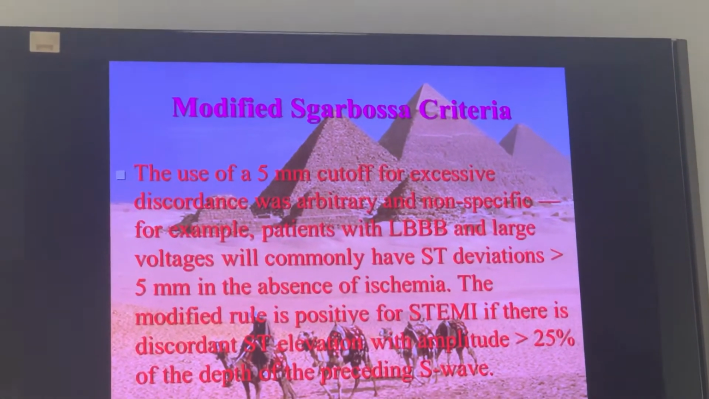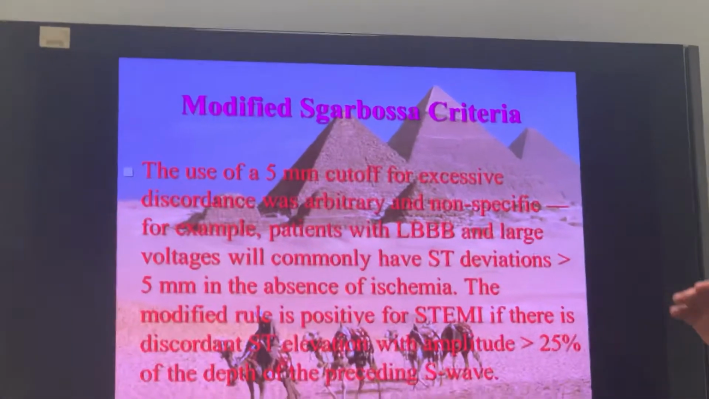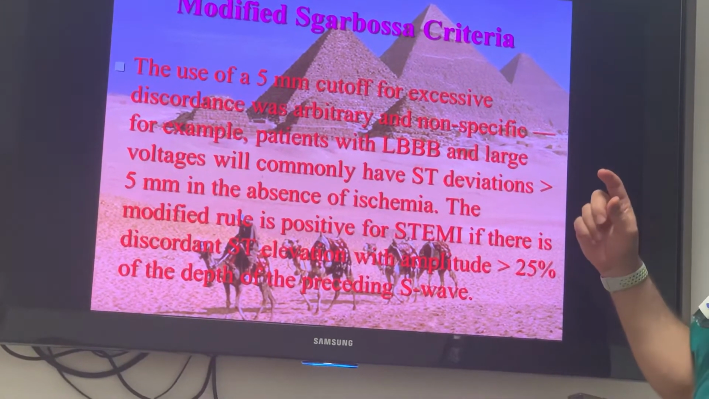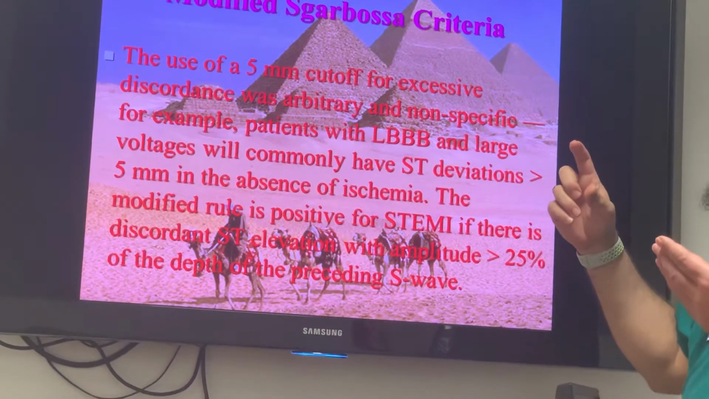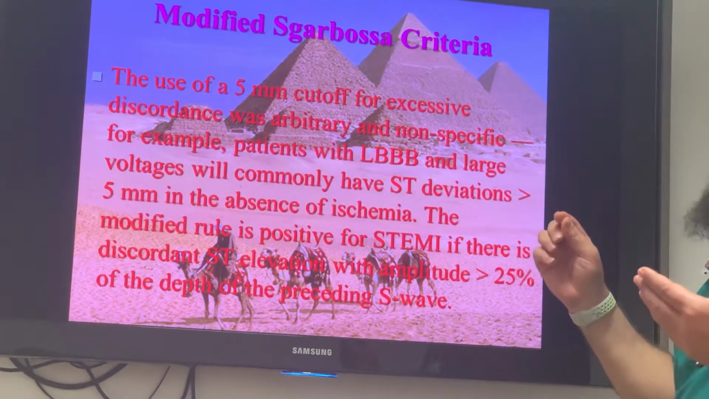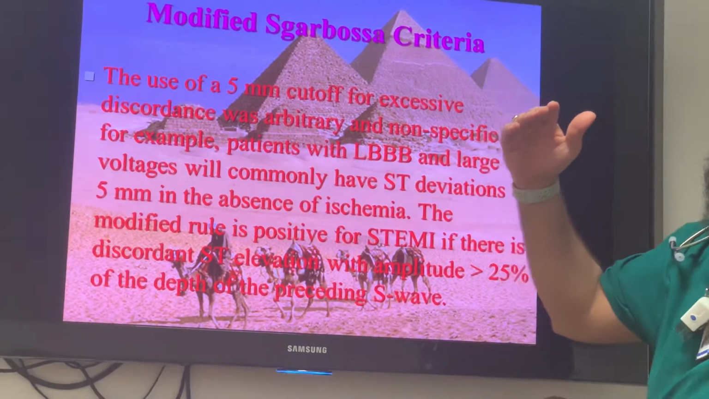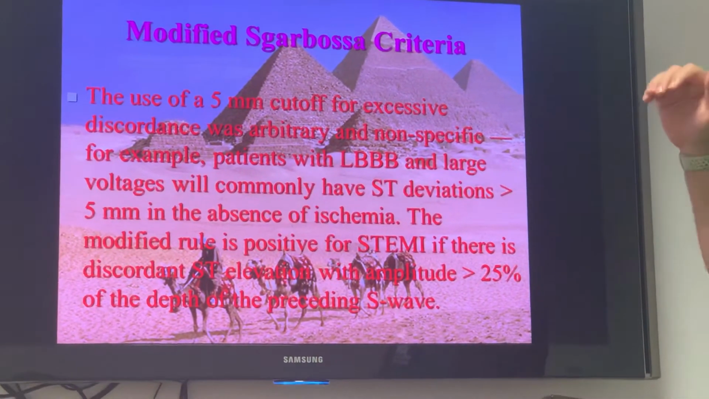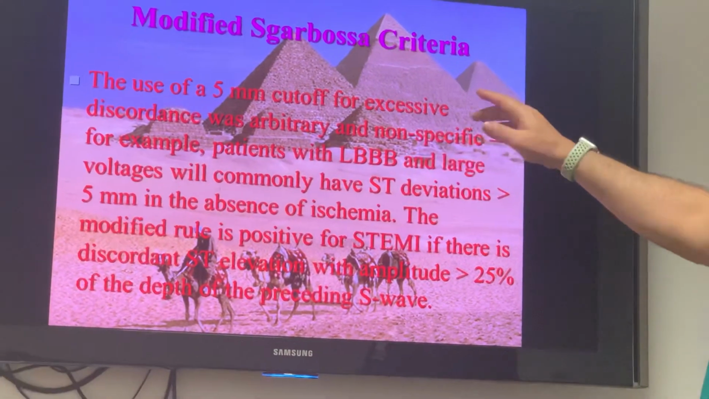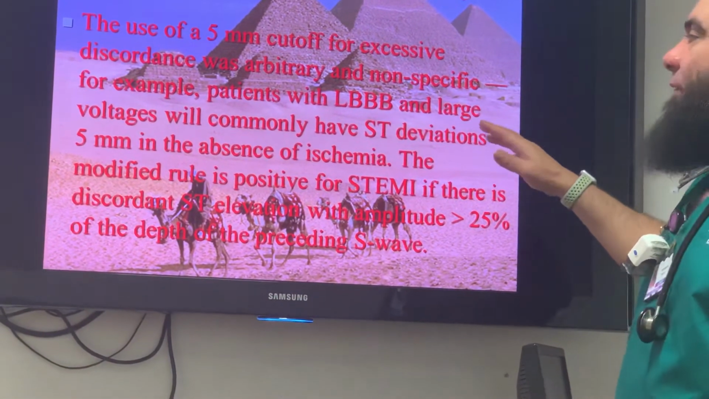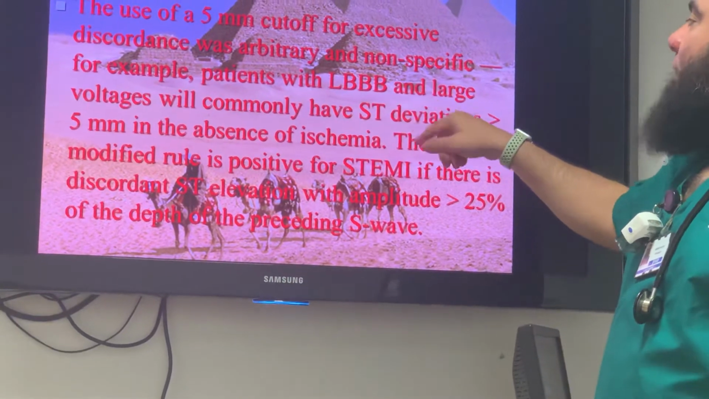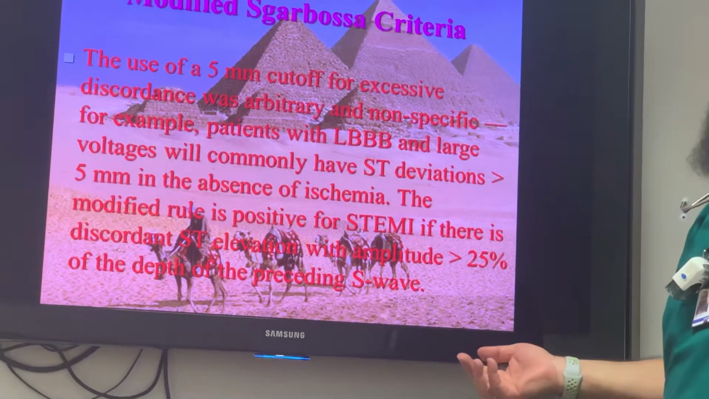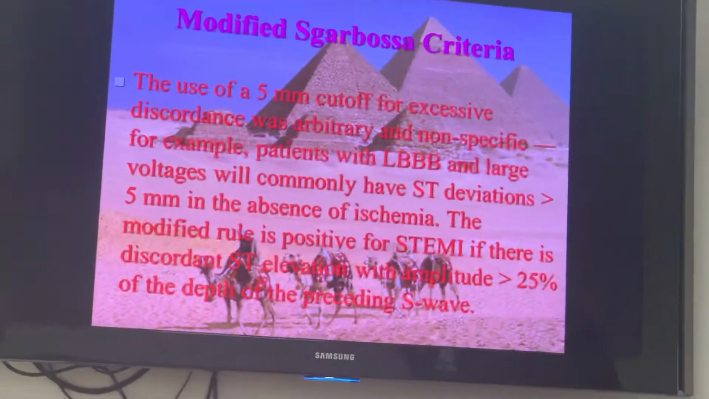The way to find one, as I told you earlier, is a bit subjective in V1, V2, V3 about the 5 small square elevation, because it is supposed to be interpreted in the context of the whole voltage rather than a specific criterion on its own. So the use of the 5 millimeter cutoff for excessive discordance was arbitrary and non-specific. In fact, patients with left bundle and large voltage will commonly have ST segment deviation more than 5, which is normal because of the large voltage.